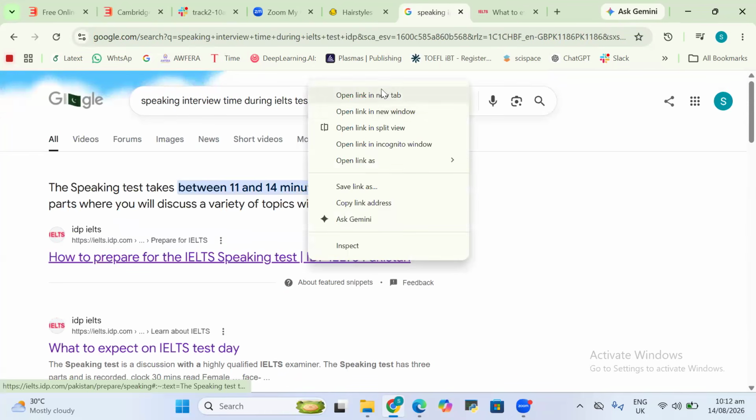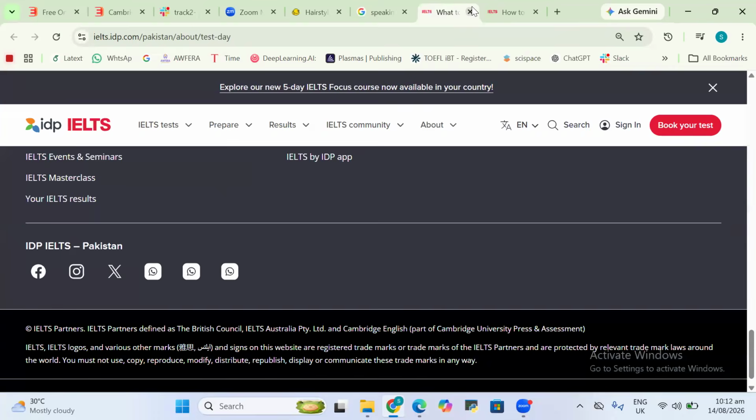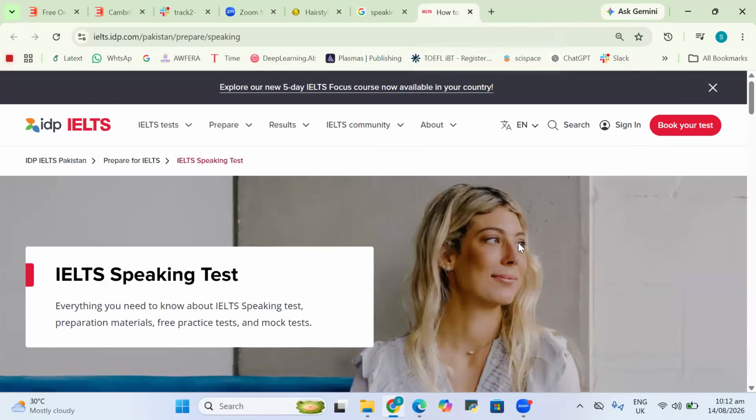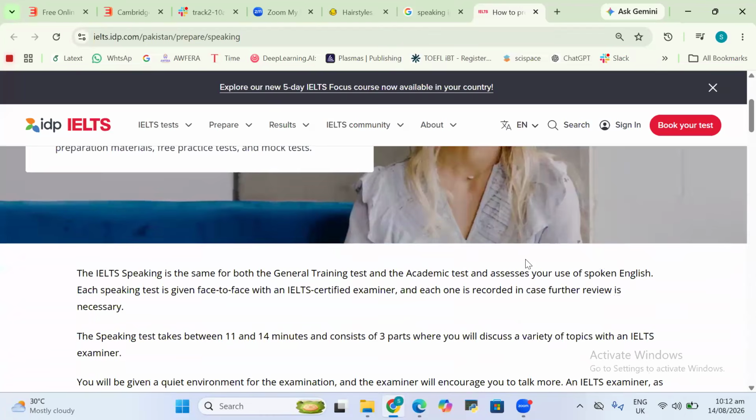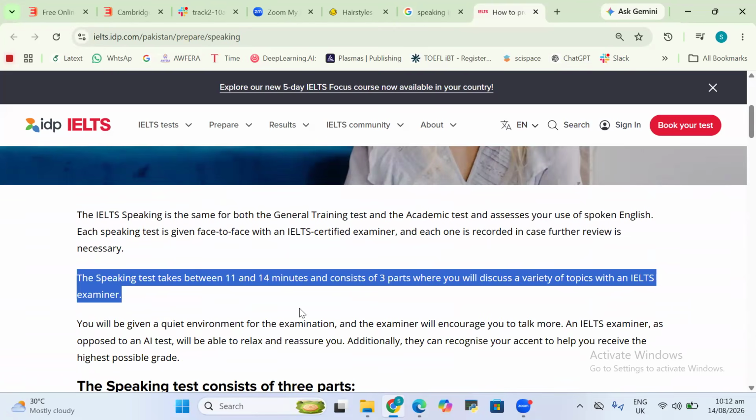Okay. So first we will see the time schedule during the speaking interview or speaking test. Here they mention clearly the speaking test takes between 11 to 14 minutes and consists of three parts where you will discuss a variety of topics with an IELTS examiner.